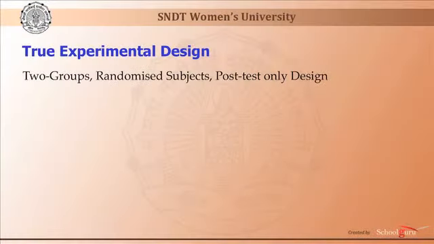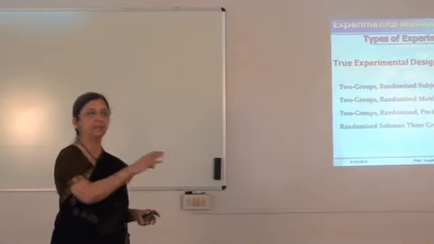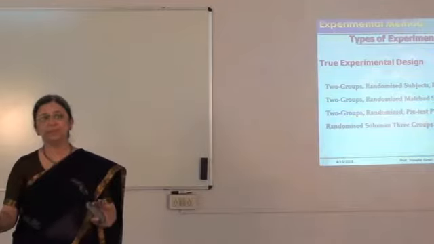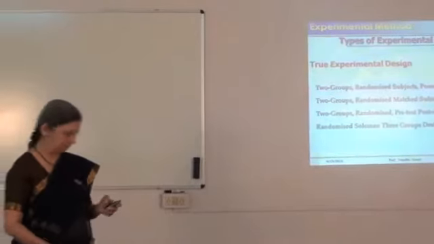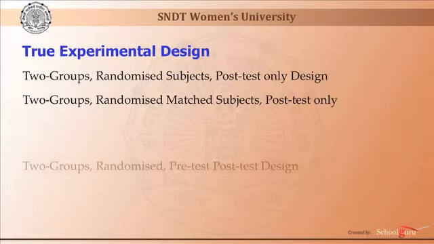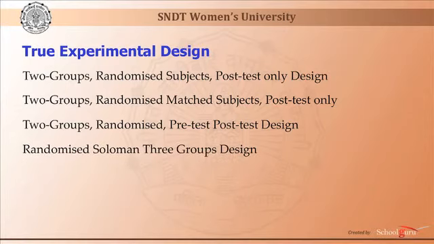Second type is two groups, randomized matched subjects. One step ahead. They are randomly put, but as I said earlier, both of them have 60 marks. Now randomly you are putting them. One goes here, another goes here. So they are randomly put into two groups, but they are also matched. So it is a much better experimental design. The third is two groups, randomized, pre-test, post-test design. In the first two, there is no pre-test, and the third has pre-test and post-test. And randomized Solomon three groups design.